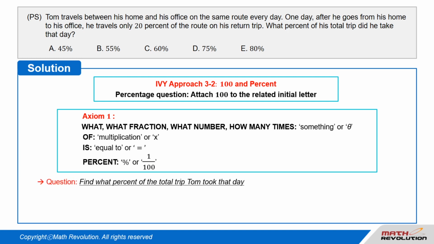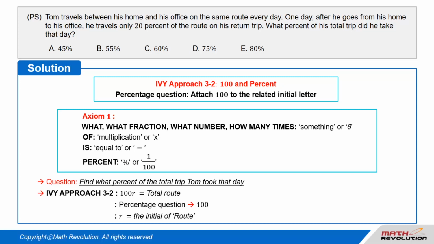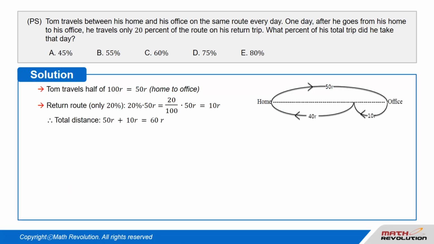We have to find what percent of the total trip Tom took that day. Now we use the IV approach as we are dealing with percentages here, so we will take the total route to be 100 times R, and R stands for the initial of route. This is also a question that frequently appears in the exam.